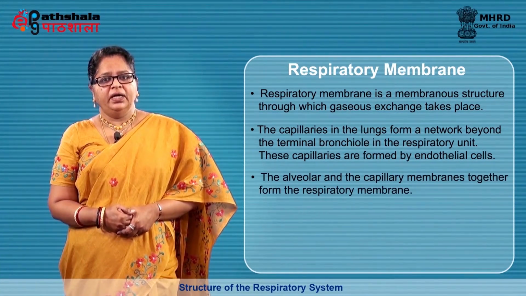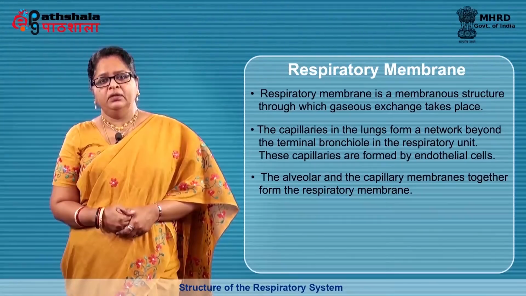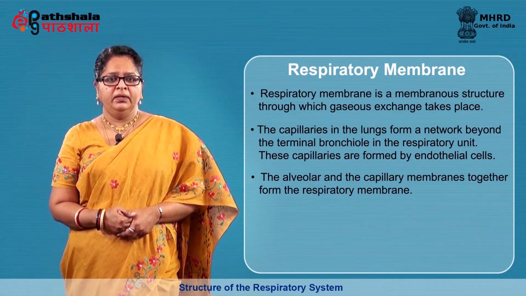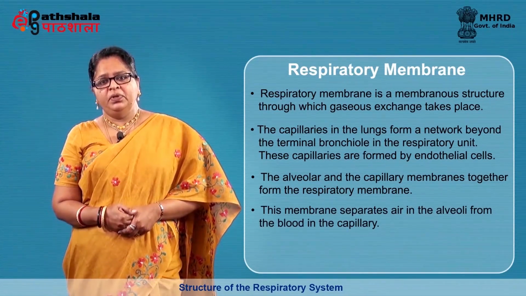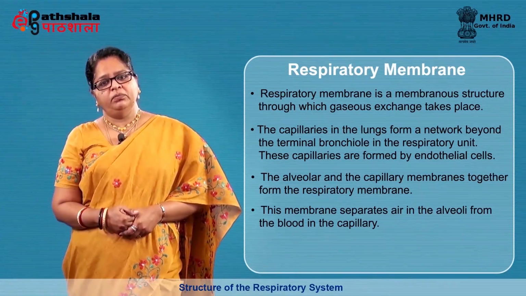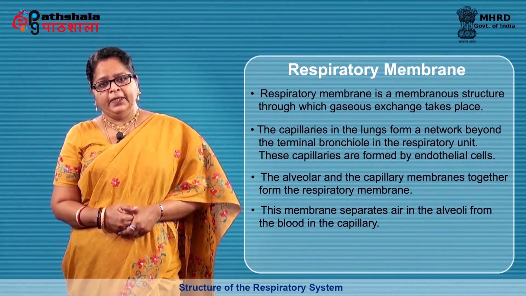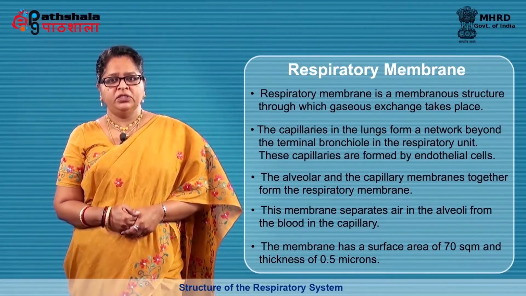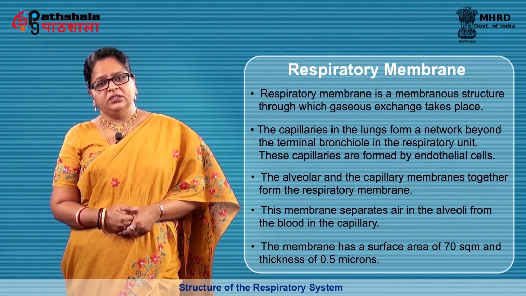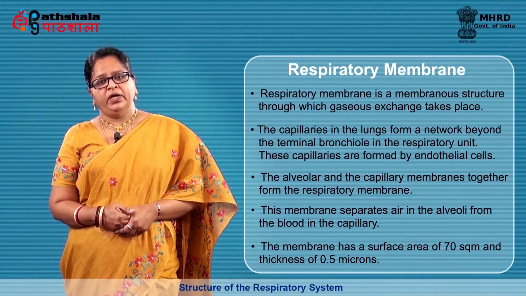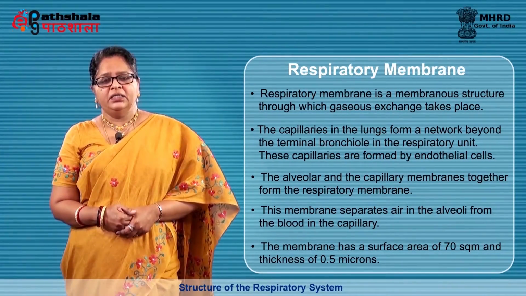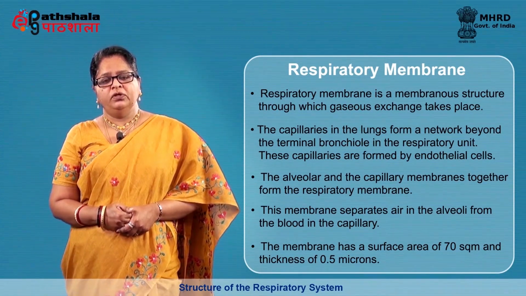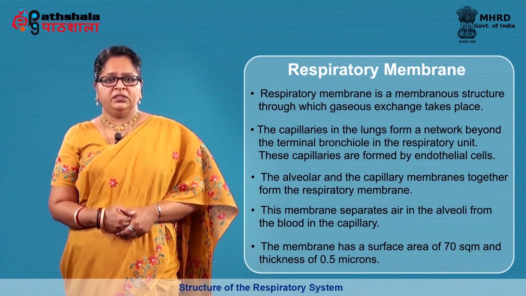The alveolar and the capillary membrane together form the respiratory membrane, and the membrane separates the air in the alveoli from the blood in the capillary. This respiratory membrane has a surface of about 70 square meters and a thickness of about 5 microns and thus is the fundamental unit of filtration in the lungs.